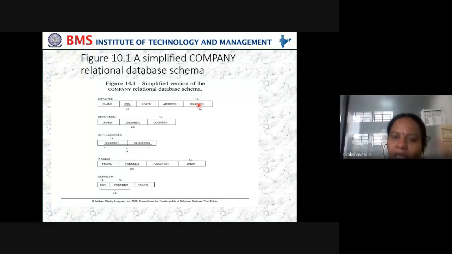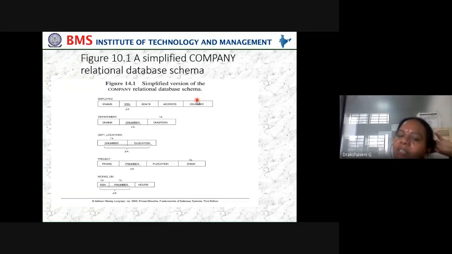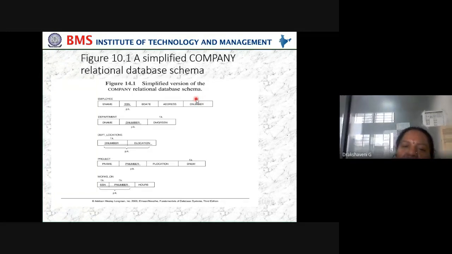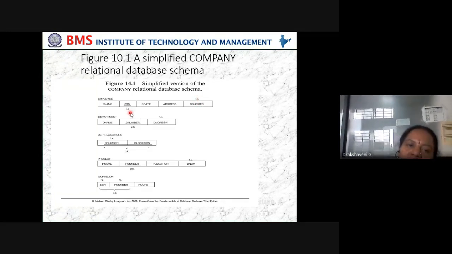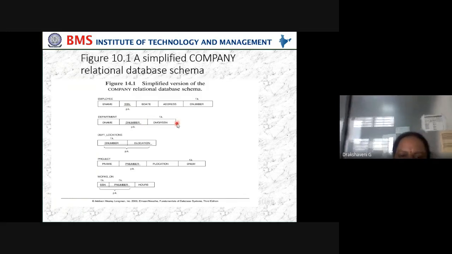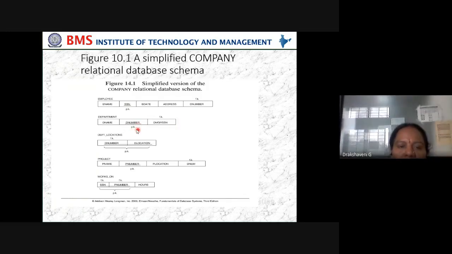So in the D number, what we are saying, D number is a FK. What does this FK stand for? FK is a foreign key. And what is this SSN? That is a primary key. Then the department name, D number, and department manager social security number. And the D number is what? It is a primary key, and the manager SSN is a foreign key.